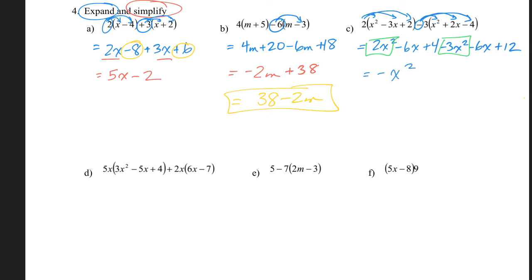I can put together my single x terms. A negative 6x minus 6x is a negative 12x. And I can put together my constants. There is a 4 plus a 12, and we should have got down to that blue expression. If you guys have your negative x squared minus 12x plus 16, you are perfect. How we do?